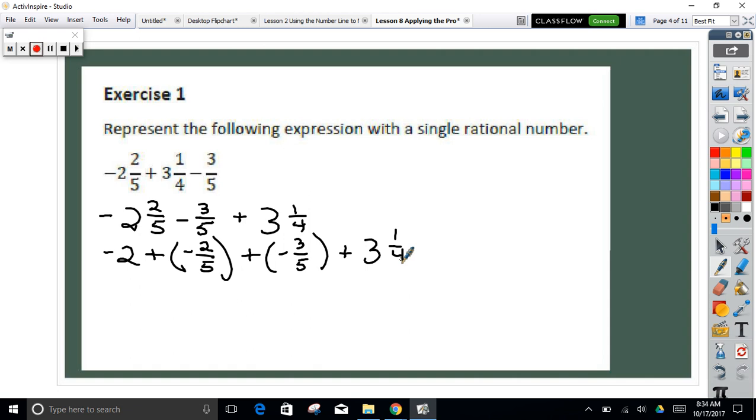Okay, now it's going to be really easy if I add these fractional parts together first. So I'm going to keep my negative 2. What do I get if I do negative 2/5 plus negative 3/5? Katie? You get 5/5. Almost. Negative 5/5. I get negative 5/5.